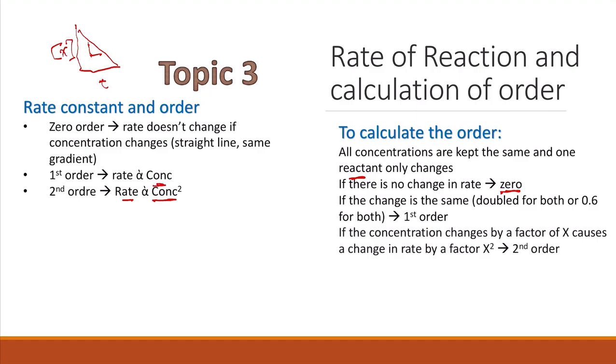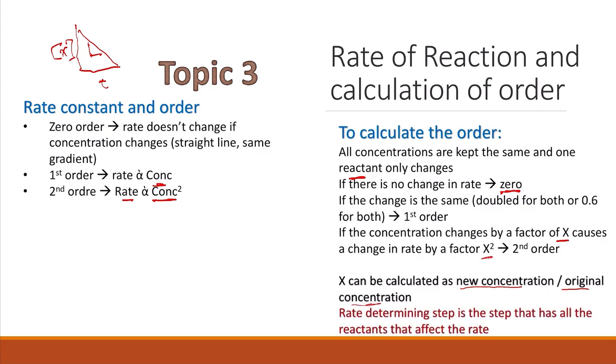But if the concentration changes by a factor of x and causes a change in the rate by a factor of x squared, this is second order. The factor x that the concentration changes by can be calculated as the new concentration divided by the original concentration. Remember that the rate determining step for any reaction is the step that has all the reactants that affect the rate. So if you find one of the steps has all the reactants that have either first or second order, then this is the rate determining step. If you have only one of these, then it's not the rate determining step.